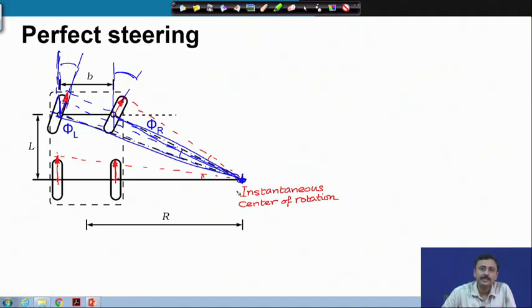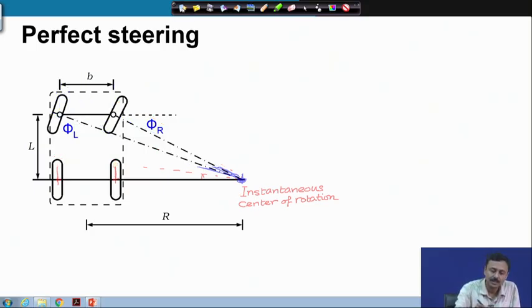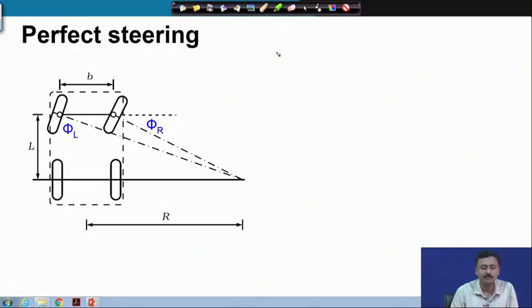Therefore, it is the purpose of the steering mechanism to see that the steerable wheels, the center lines of the steerable wheels pass through a single point. We have to design the steering mechanism so as to achieve this condition. So, this is known as the perfect steering condition. Let us look at what this perfect steering condition looks like mathematically.